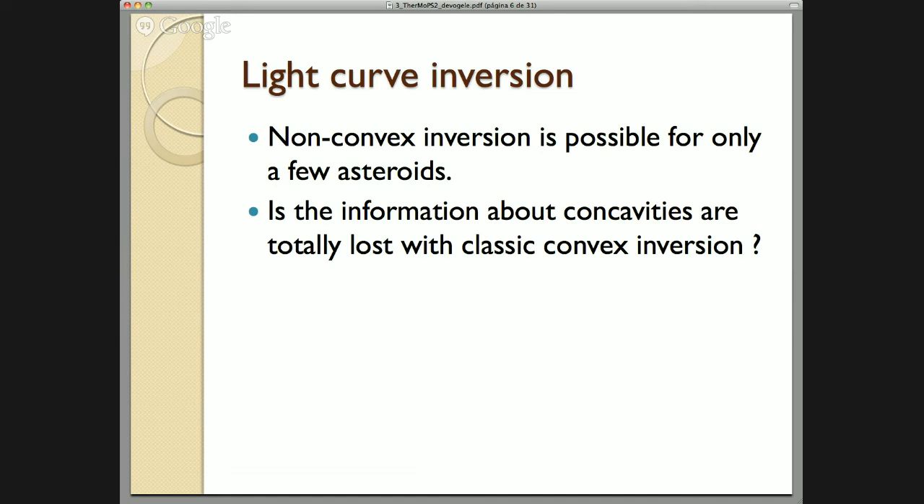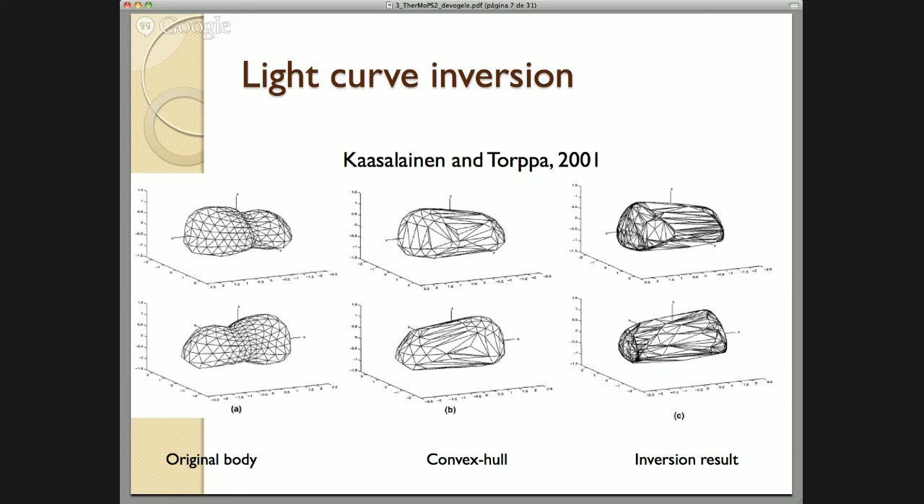So we may wonder if the information about the concavities is totally lost in the classic convex inversions, or if there is a way to find their presence, if they can be retrieved on the convex shape model. In 2001, in the work of Kaasalainen and Torppa, they used non-convex shape models to simulate some light curves, and they introduced these light curves into their convex light curve inversion.